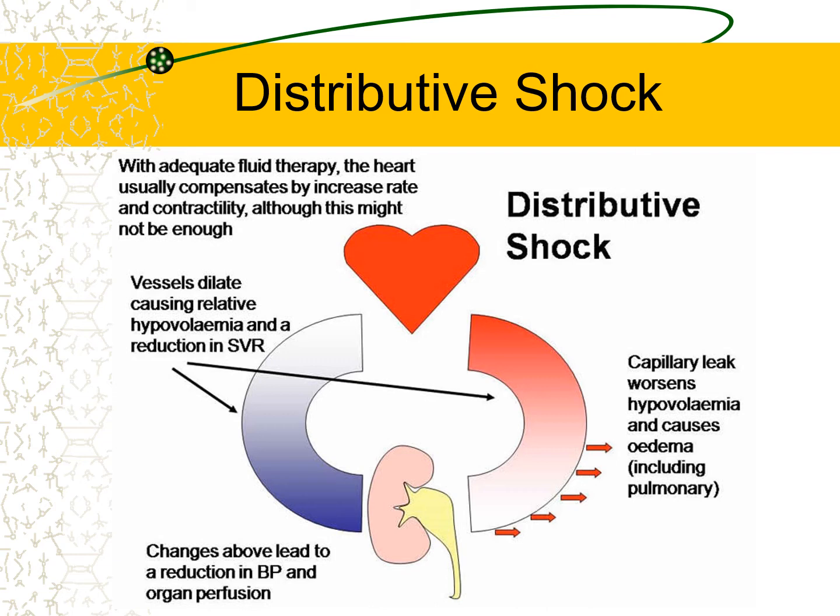This leads to a relative hypovolemia. In other words, there's more space in which to put the same volume of fluid. So it appears that we have a hypovolemia, but we have not lost blood volume. Okay, we don't have any bleeding going on. We haven't truly lost volume, but we have a relative hypovolemia as a result of that widespread peripheral vasodilation. Okay.